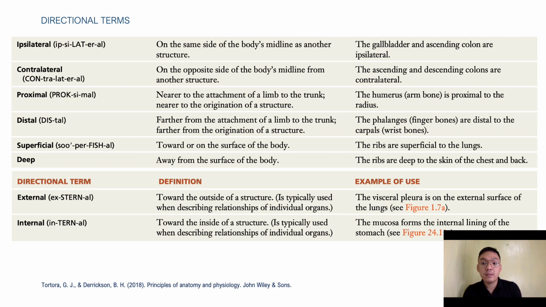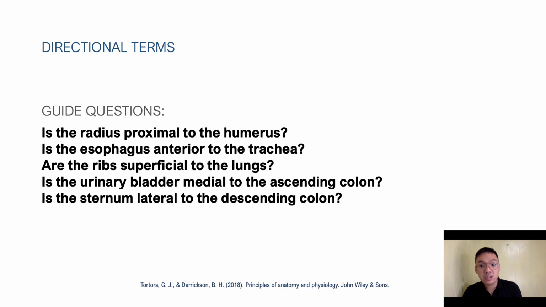Now, we have the next set of guide questions for the directional terms. First one, is the radius proximal to the humerus? Is the esophagus anterior to the trachea? Are the ribs superficial to the lungs? Is the urinary bladder medial to the ascending colon? Or is the sternum lateral to the descending colon? Brainstorm your answers.